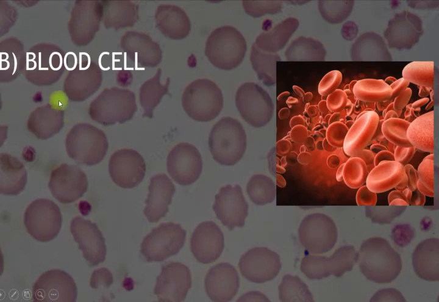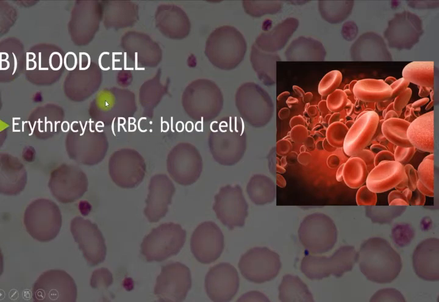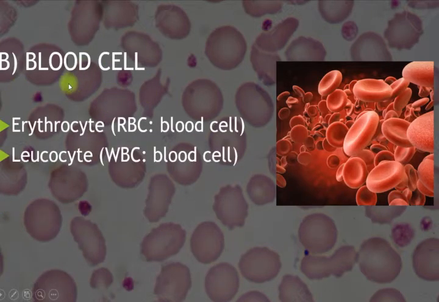The second component of the blood is the blood cells. The blood cells consist of erythrocyte, leukocyte, and also platelet. The other name of the erythrocyte is the red blood cell, and leukocyte refers to the white blood cells. Later we will look at what a platelet is.